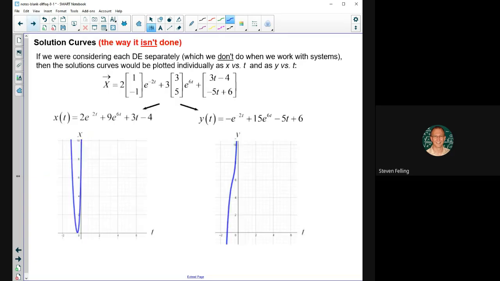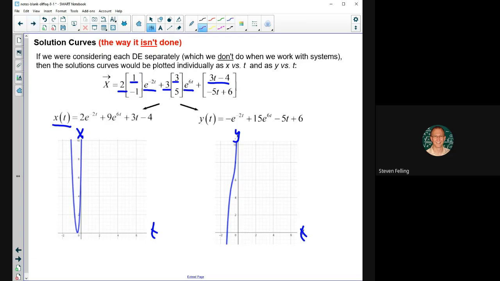All right. So there's different ways you could plot. Now, the way we typically don't do it, although you could do it, is we could plot x versus t and separately y versus t. In other words, plot one of the dependent variables against the independent variable. And if you did that, you could take this and recreate the equation, right? Like this x equation is 2 times 1 times e to the negative t plus 3 times 3 times e to the 6t plus 3t minus 4, right?